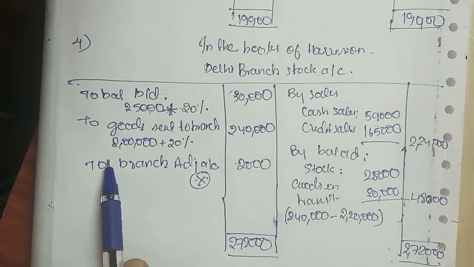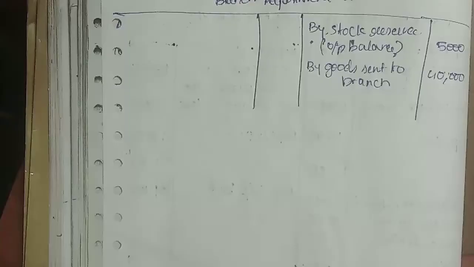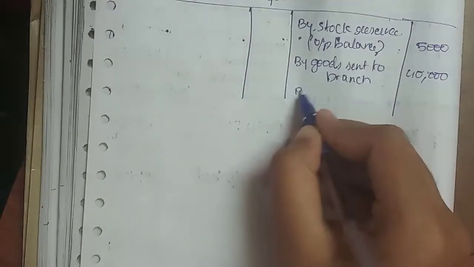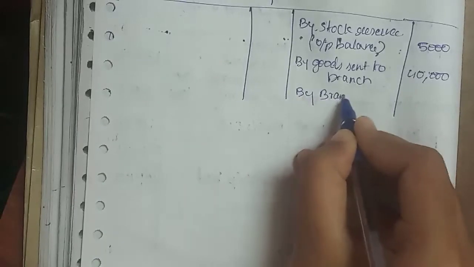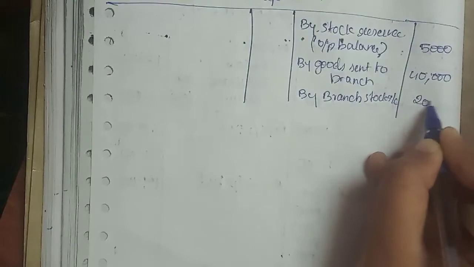Now shift this to the branch adjustment account. Write it as by branch stock account, and write that 2,000.